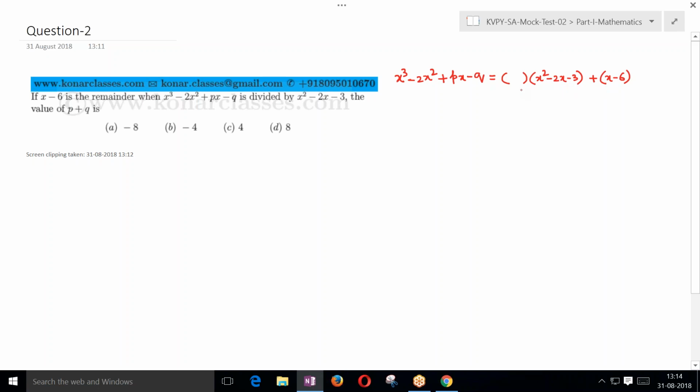That means here it will definitely be a linear expression. This part has to be linear, otherwise how can it be x cube? It cannot be a constant, because then there will be no x cube. And if it is x square, it will become x to the power 4, which is not there in the left hand side. So that quotient has to be linear. So let's assume that the quotient is x minus a.